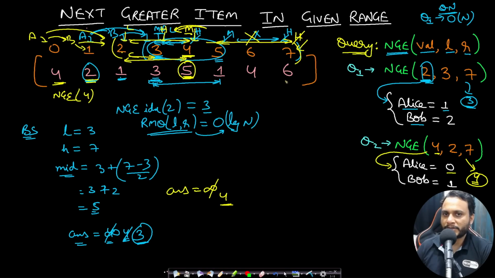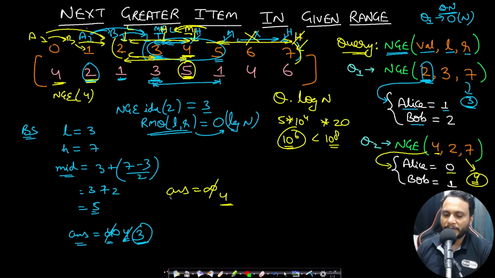If you use binary search for each query, then the total time complexity will be q times log n. Now q can be 5 times 10 to the power of 4, and log n will be somewhere a maximum of 20. So you can expect that it will be 10 to the power of 6, which is way below your 10 to the power of 8. And definitely this is going to run within 1 second.